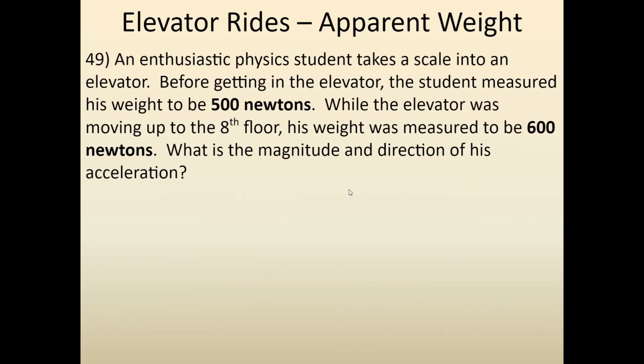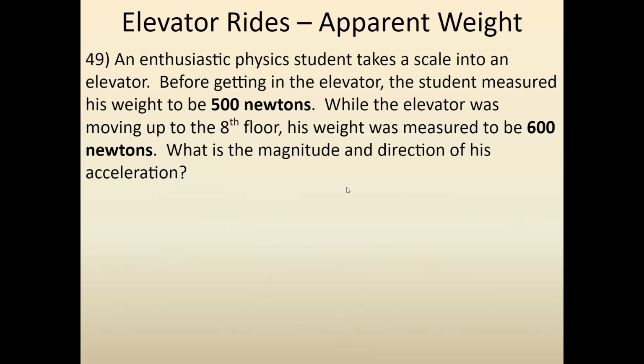All right, so here's the next question. Pause the video, work it yourself, I'll go over it in a second. All right, so we figure out that the person measures their weight. It's 500 newtons, and this is before getting on the elevator. So we can tell that this is going to be the normal weight. This is the actual FG value.